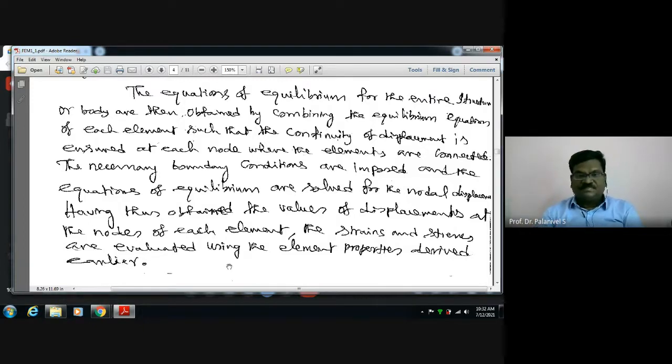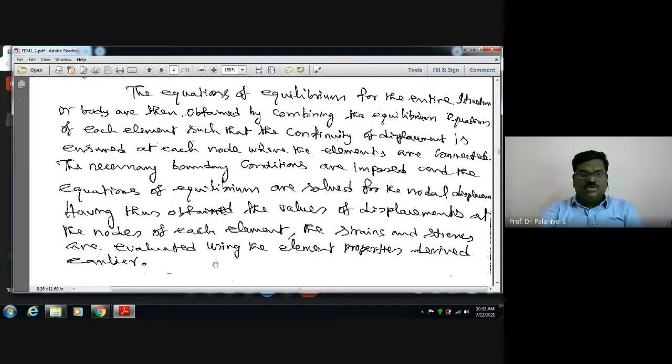Listen. Once you have the nodal displacements, how do you get strains? The difference between the nodal displacements will give you the deformation. The difference in displacement between the nodes, divided by the length of that element, will give you the strain in that element. Then, with the element properties derived earlier, the material property, Young's modulus: strain times Young's modulus will finally give you the stress induced in the material. This is the concept behind it.